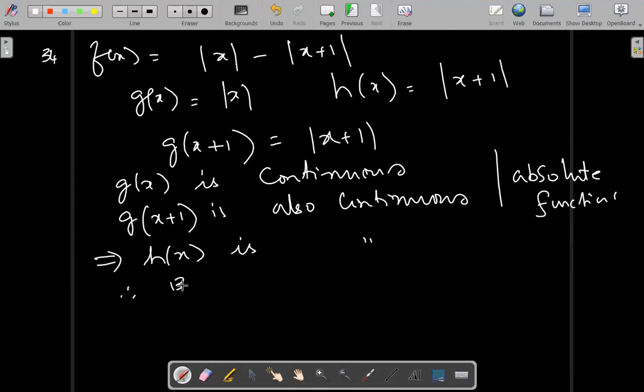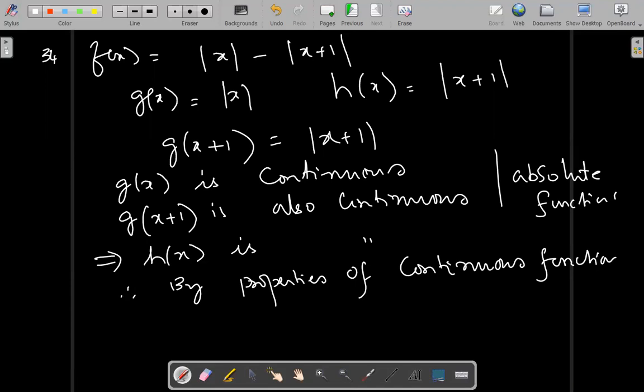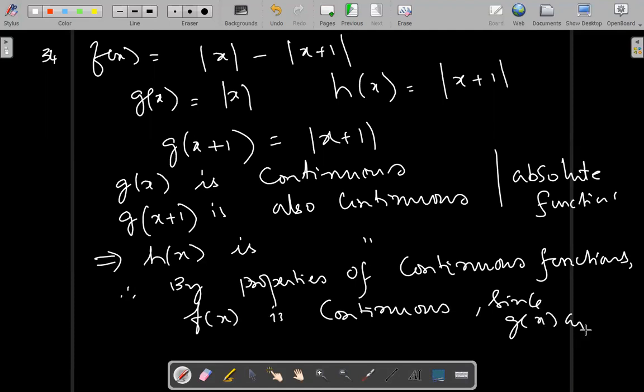Therefore, by properties of continuous functions, f of x is continuous since g of x and h of x are continuous. So that's all the English we need to write for this particular thing. Any questions?